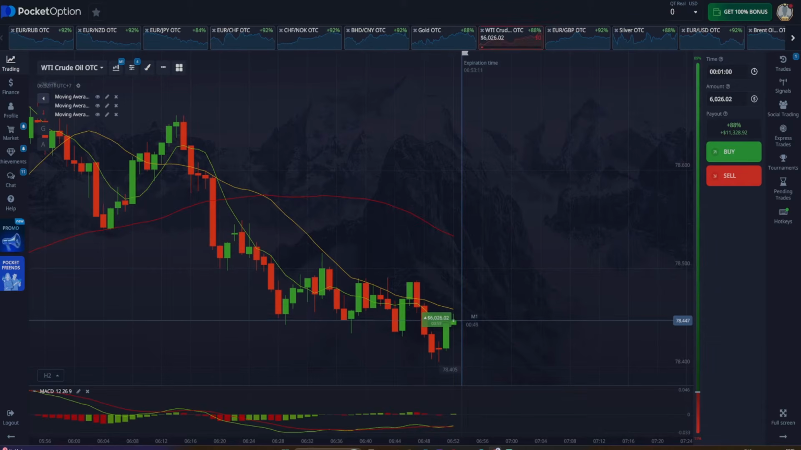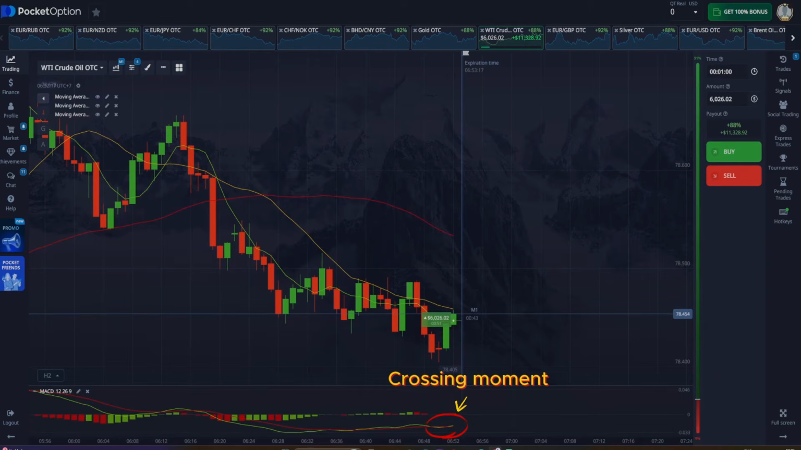All right, traders, I'm now opening a buy position. The reason is clear. On the MACD indicator, we see a bullish crossover. The main line has just cut above the signal line from below, and that's a strong indication that the market is shifting into bullish momentum.